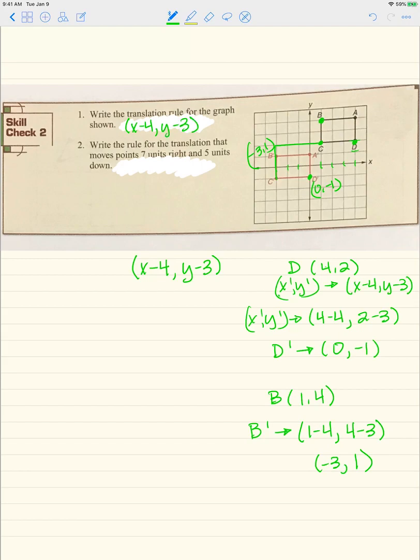Number 2, write the rule for the translation that moves 7 units right and 5 units down. That's just asking us to recognize that if a graph is moving 7 units right, that's a positive movement of 7, so we are adding 7 units to x. And if it is moving 5 units down, that means it's a negative movement in y, so we are subtracting 5 units from the y values, and it's y minus 5. Okay, that is this lesson.